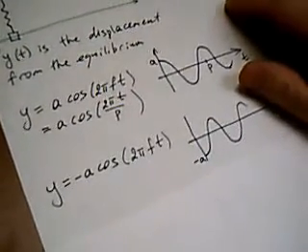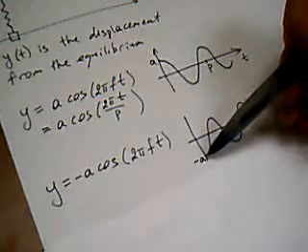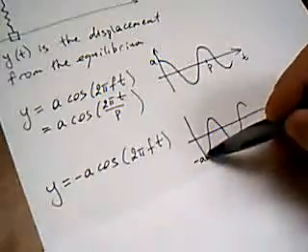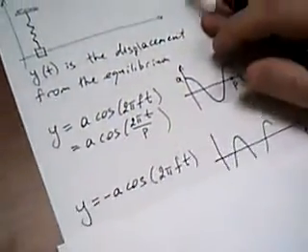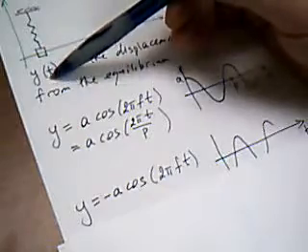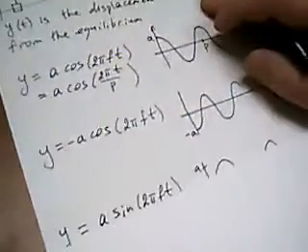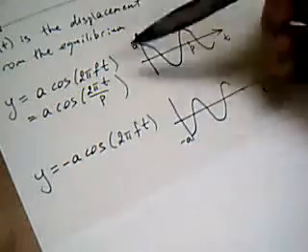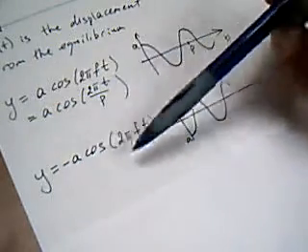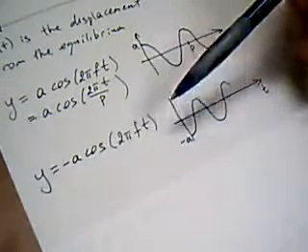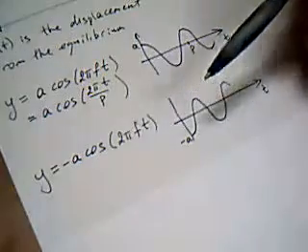Now it may happen that the motion starts at the low point, so if the mass is released from this position at the bottom. In this case, the equation of the displacement is negative a cosine of 2 pi f t.